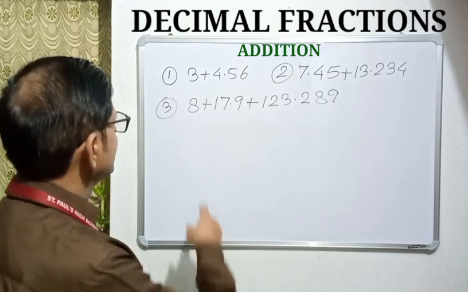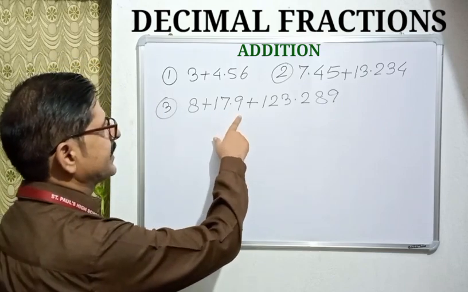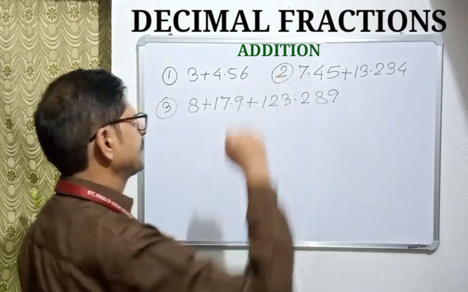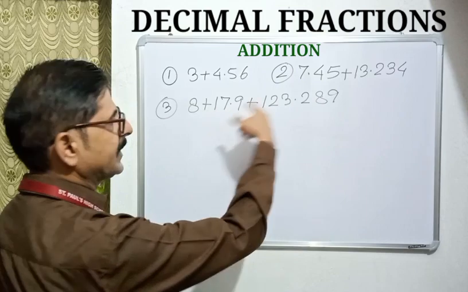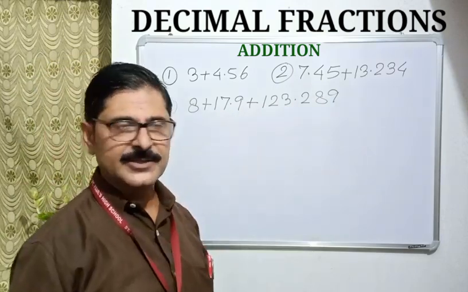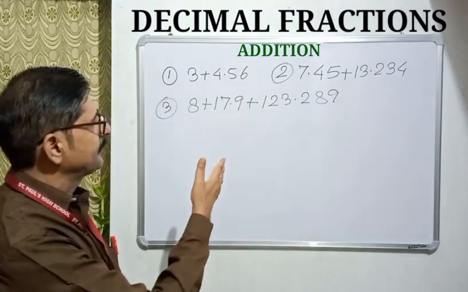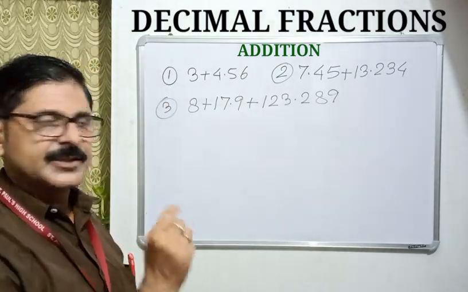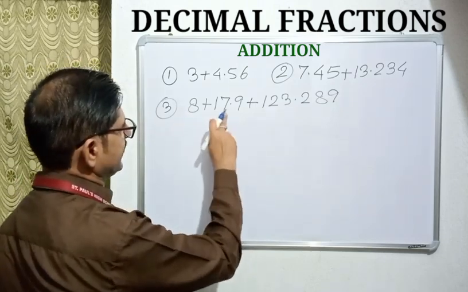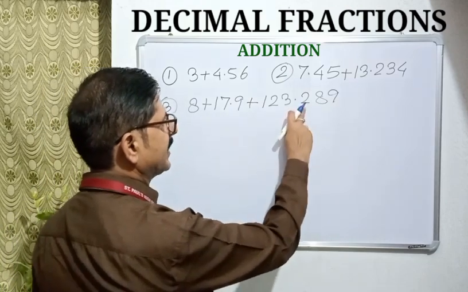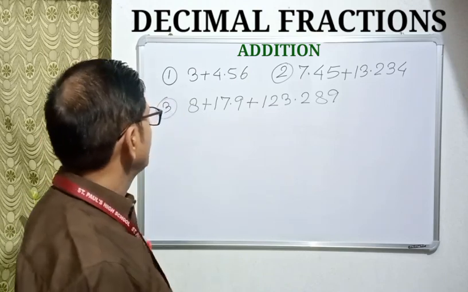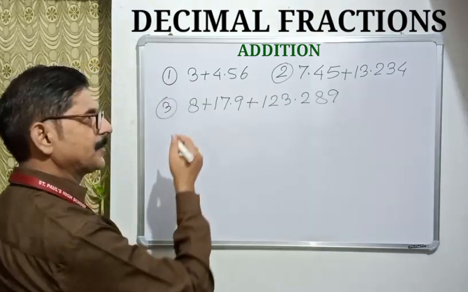Now let us come to the next question, that is the third one. Our third question is 8 plus 17.9 plus 123.289. One is a whole number and the remaining 2 are decimal fractions, of course unlike decimal fractions. We will have to change them into a group of like decimals. How do we do it? Here no decimal place. In this number only 1 decimal place. Here we have 3 decimal places. So for every number you will have to ensure 3 decimal places.